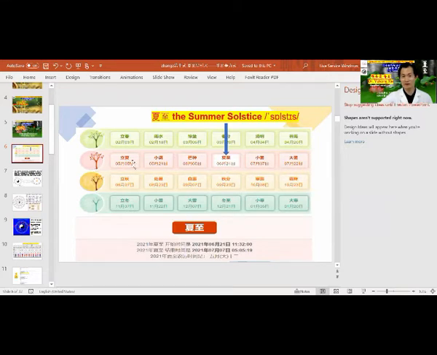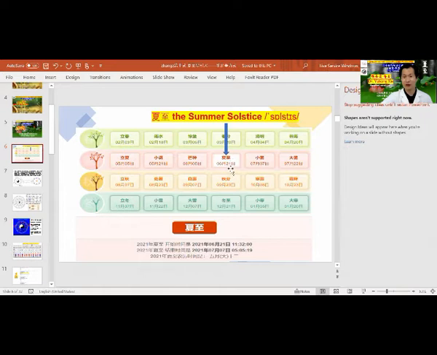Middle of the summer. Because summer goes from the 5th of May to the beginning of autumn, the 7th of August. From here to here, there are 7 terms. So Xia Zhi, the summer solstice, is in the middle. That means on that day, 21st of June, next Monday, the daytime is longest and the evening is the shortest.